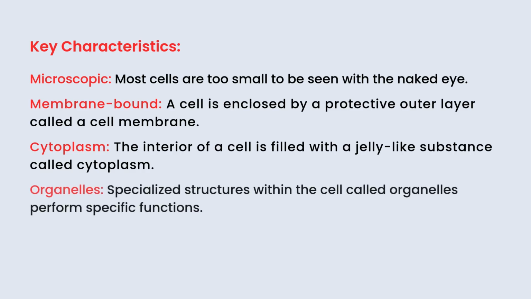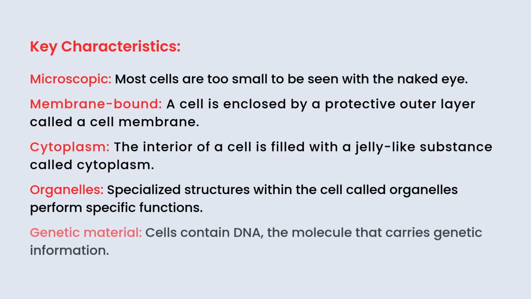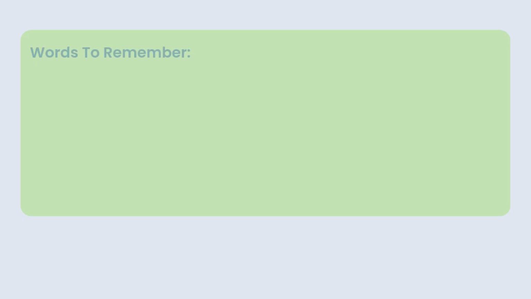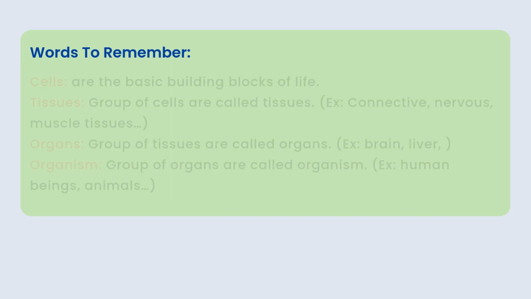Cytoplasm. The interior of a cell is filled with a jelly-like substance called cytoplasm. Organelles. Specialized structures within the cell called organelles. They perform specific functions. Genetic material. Cells contain DNA, the molecule that carries genetic information from one generation to another generation, or one person to another person. Words to remember: cells, tissues, organs, organisms.